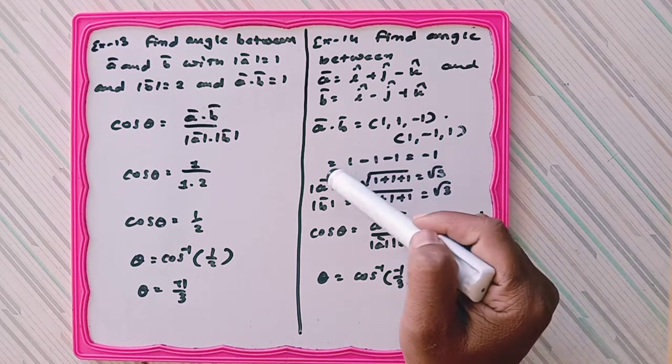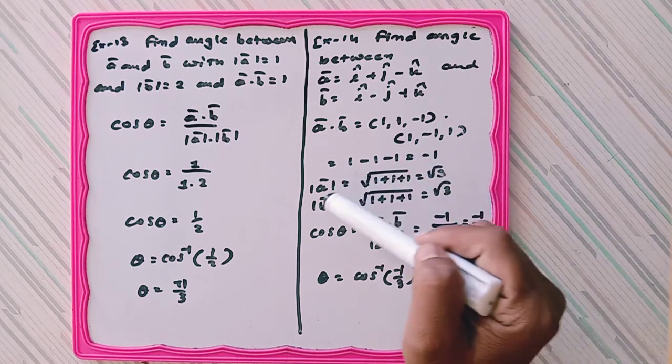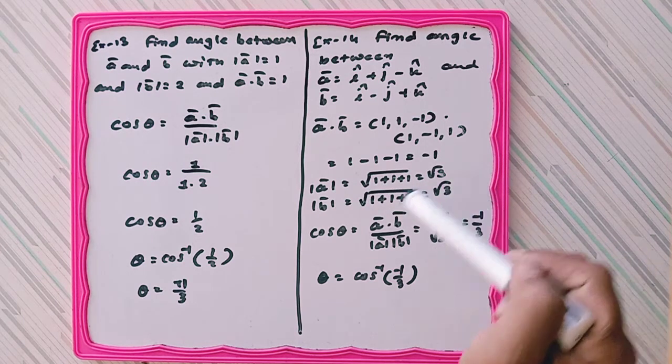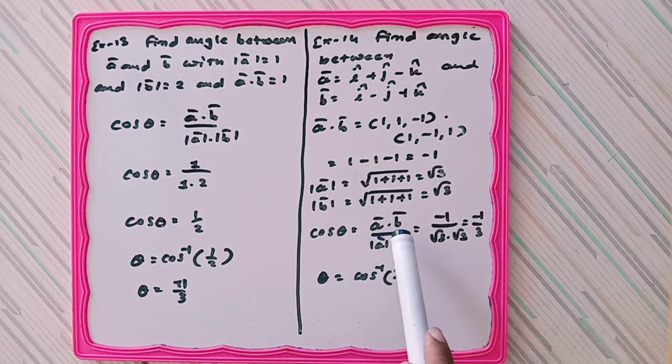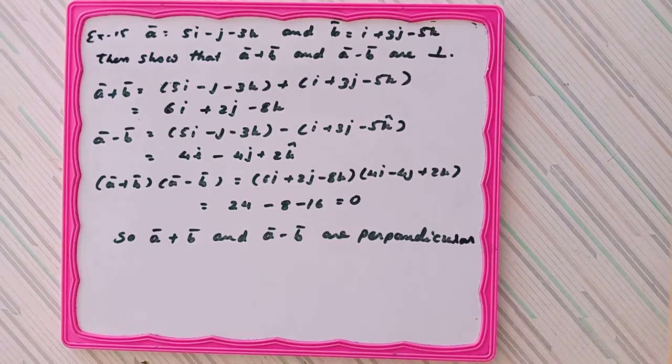Now we want the magnitude of a bar. Magnitude of a bar will be under root 1 plus 1 plus 1, root 3, and magnitude of b bar will be under root 1 plus 1 plus 1, root 3. And so cos theta will be a bar dot b bar upon magnitude a bar into magnitude b bar, which will be minus 1 upon root 3 times root 3, so minus 1 upon 3. And so theta will be cos inverse of minus 1 by 3.